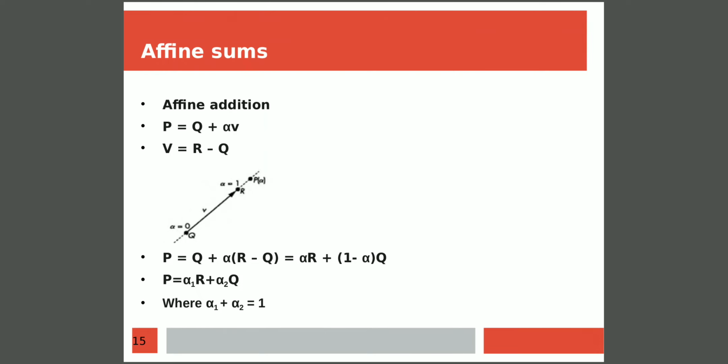Hello students, in the last video we were discussing operations on objects like scalars, vectors and points. Now we are going to discuss one such operation, that is affine sums. An affine sum is nothing but an addition operation which is performed on affine space. To perform affine addition, we are going to consider all three objects.